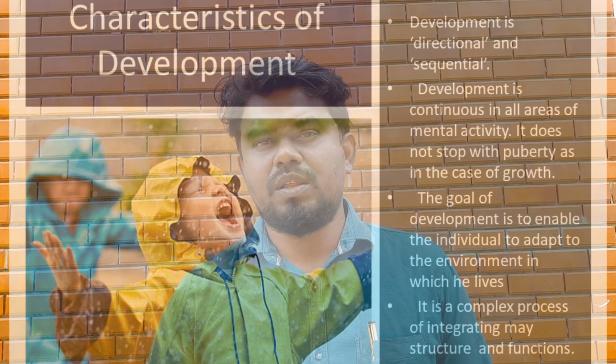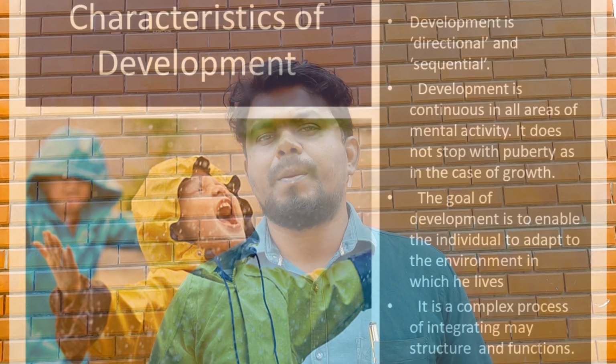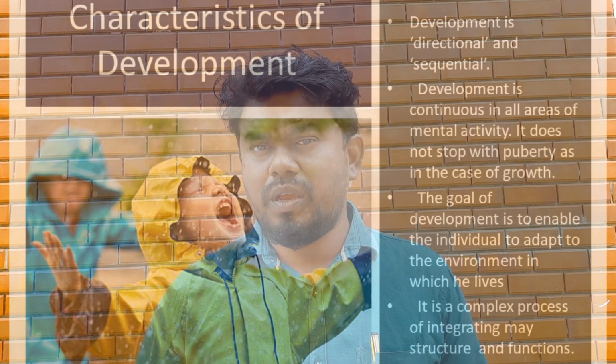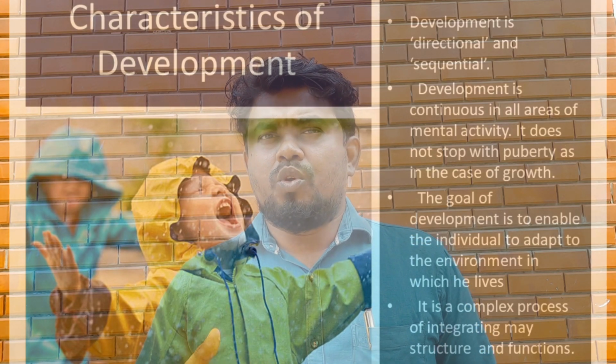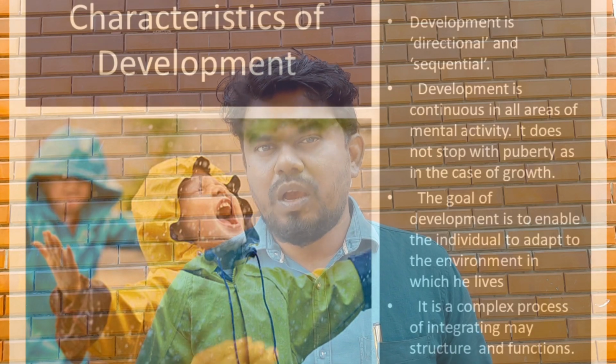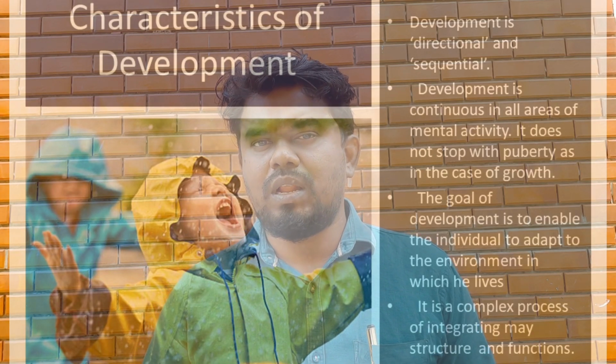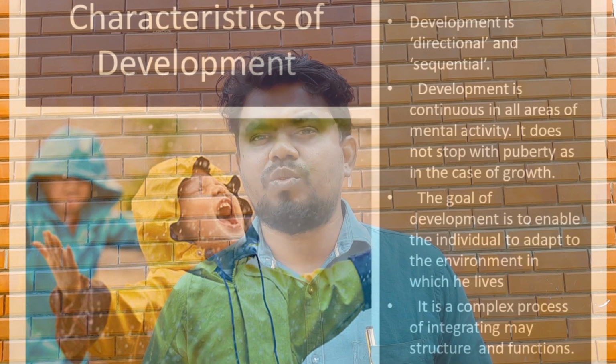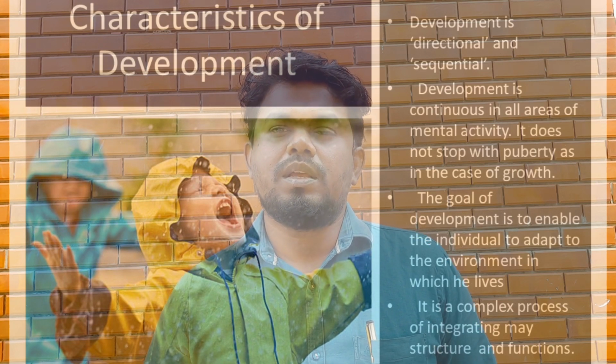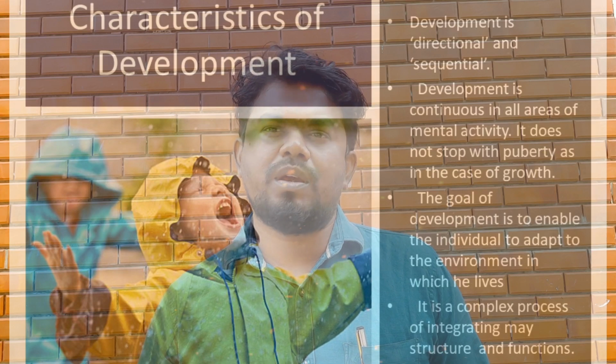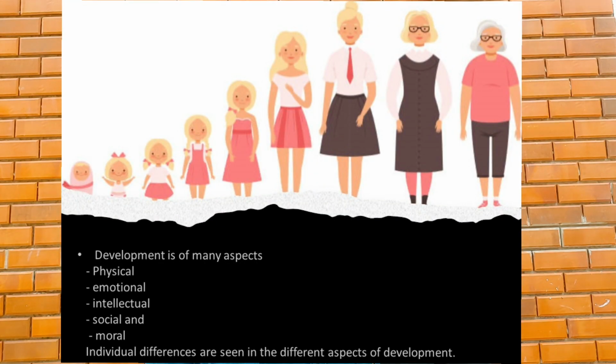So, it is continuous in all areas of mental activity. It does not stop with puberty as in the case of growth. The goal of development is to enable the individual to adapt to the environment in which he lives. Development results in improved functioning of the individual. It is a complex process of integrating many structures and functions. Development has many aspects that may be physical, emotional, intellectual, social, and moral, and nowadays language also. And individual differences are seen in the different aspects of development.